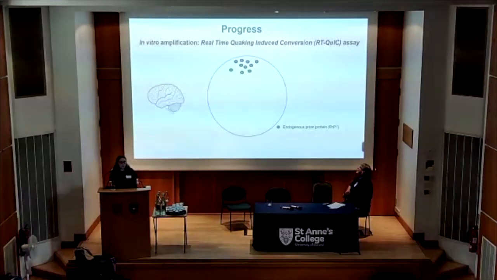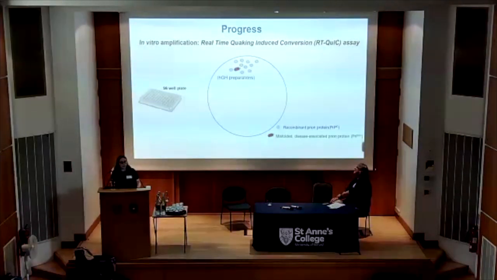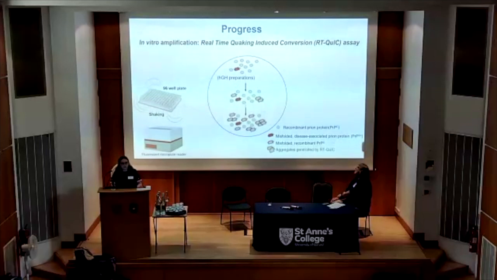And this is the methodology of the real-time quick. So thinking of the conversion, rather than the brain, we are using a 96-well plate. We need a supply of a normal prion protein, and we have that through a recombinant protein. In order for conversion to take place, we would need a seed of the abnormal form, and that's where our human growth hormone preparations will come in, our experimental samples. And by incubating these through periods of shaking, which disrupts the aggregates, and the addition of a fluorescent marker, we are able to watch to see if there's any conversion in real time.